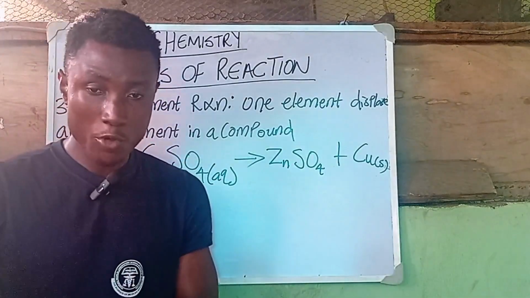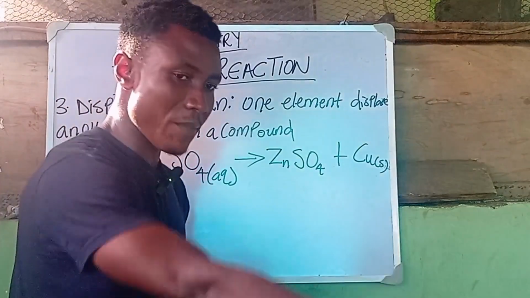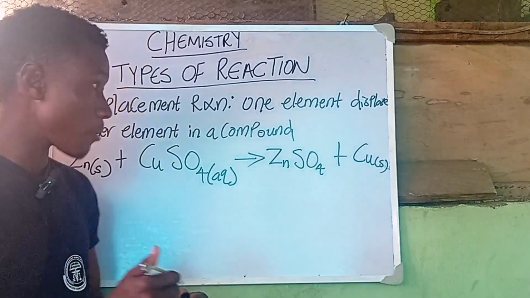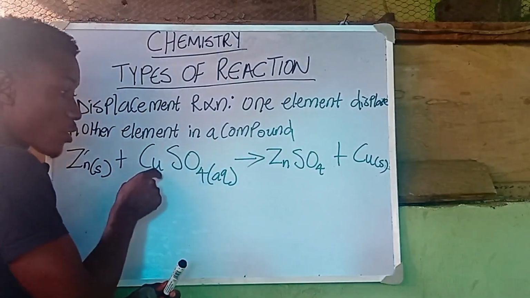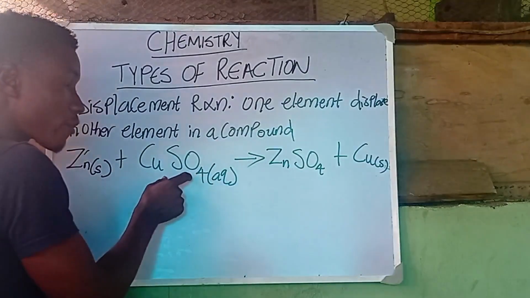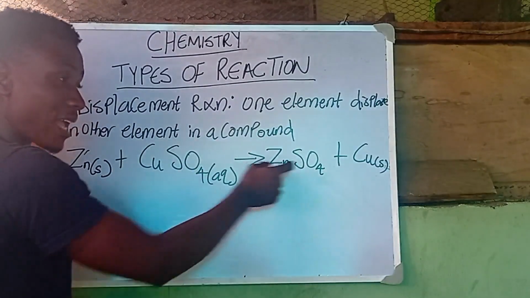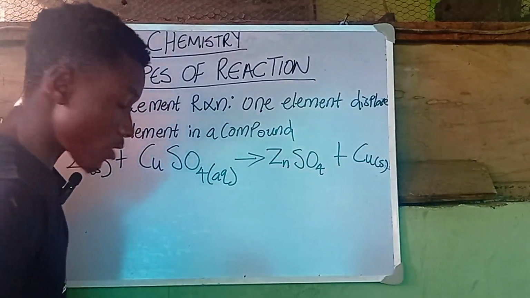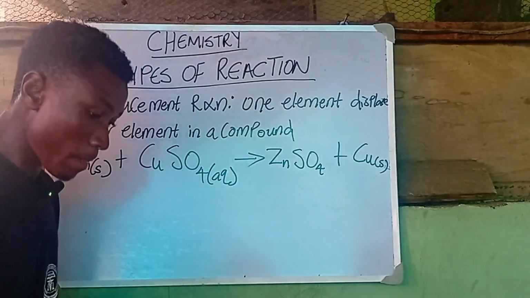So that is basically how it works when it comes to displacement. I'm going to remove this particular element that is in a compound, and I'm going to take the place of that element in that particular compound. You get to find out that zinc has done it to copper, removing copper from this compound and taking the place of this copper. So that is just how it is when it comes to the displacement reaction.